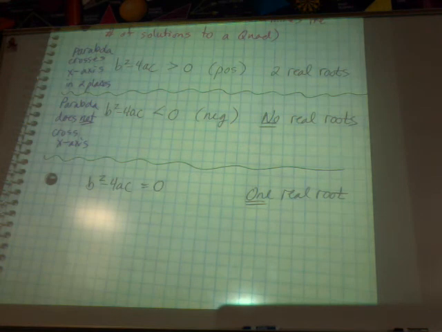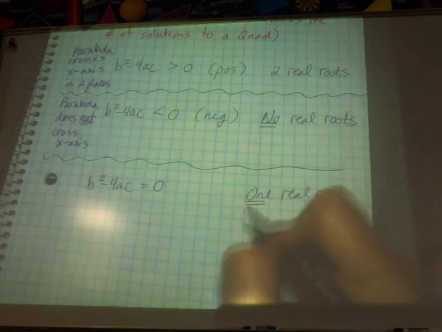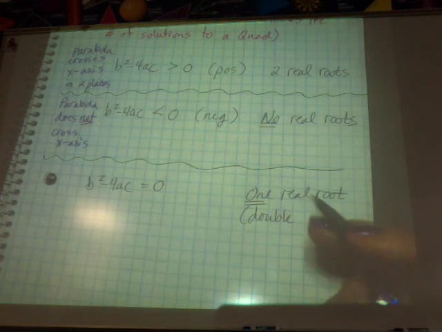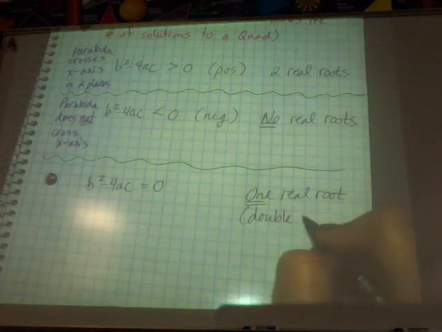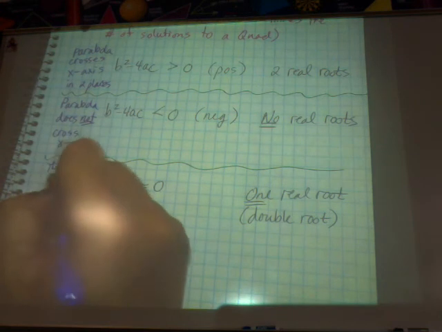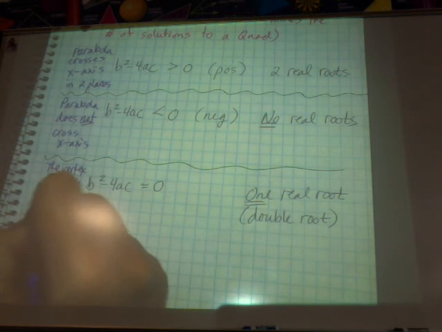And how does one real root occur? When the vertex, make sure you don't use the word it's, but make sure you say the vertex. Because the parabola, you don't want to say the parabola, you want to say the vertex. By the way, this is a double root. So this happens when the vertex sits on the x-axis.